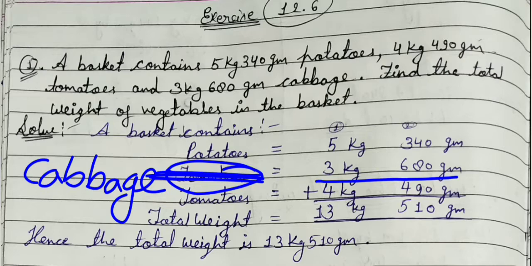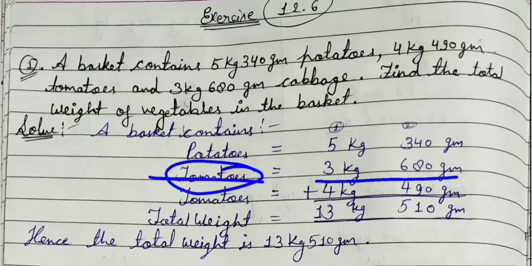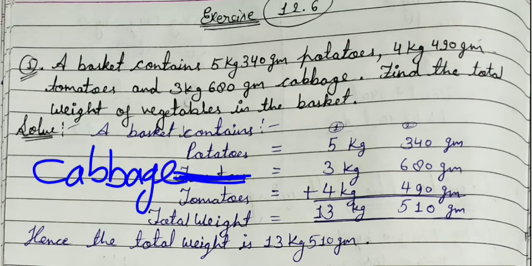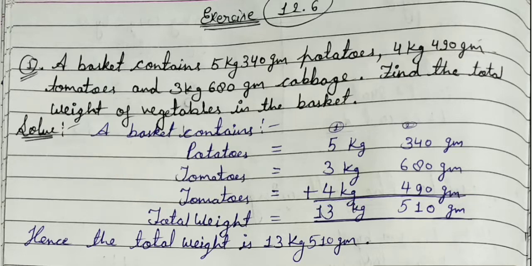I repeat the question. The basket contained potatoes 5 kilogram 340 gram, cabbage 3 kilogram and 680 gram, and tomatoes 4 kilogram and 490 gram. So these three things are given here. Okay, bachcho, you have to understand well that here it is cabbage, not tomatoes.